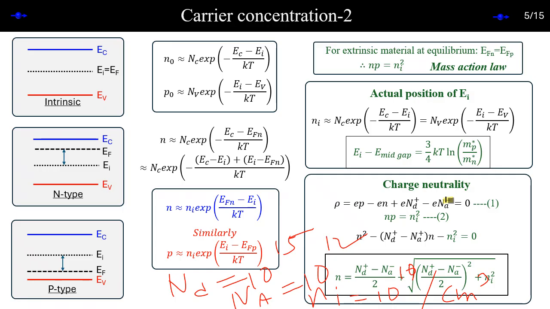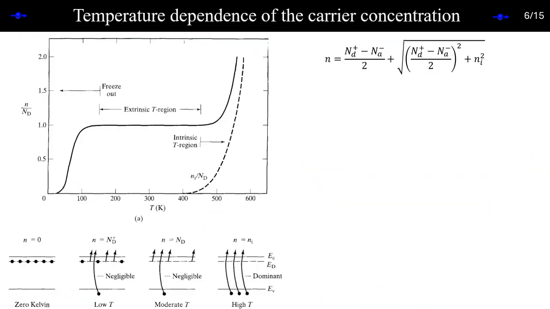Okay, so now the last part, which is very important. Here we have Na plus. This is very annoying. So Nd plus and Na minus. So I will correct it. Let me fix this. This should be Na minus, right? Nd plus and Na minus.